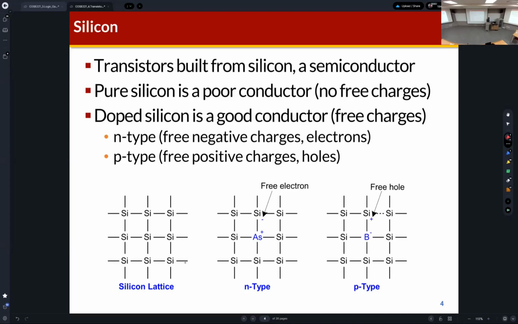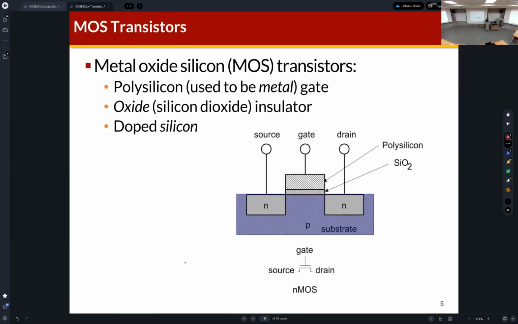But first remember that pure silicon does not include enough free electrons, but if we include other elements, this is called doping. So if we dope with other elements, we can make different types of material in the silicon, N-type material and P-type material. And by combining these N-type and P-type silicon, we can generate the MOS transistor.